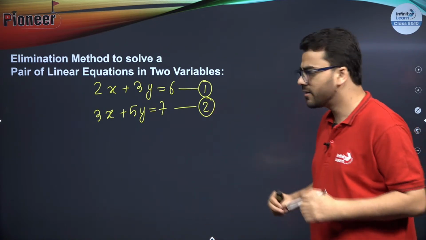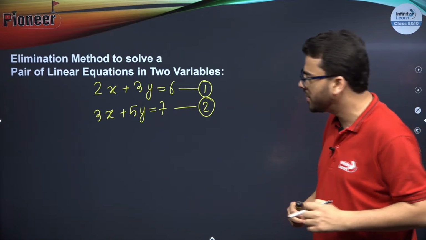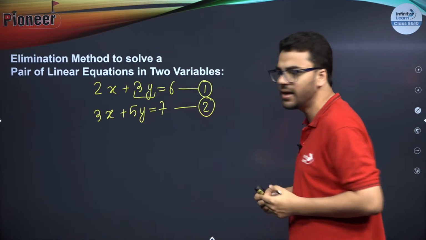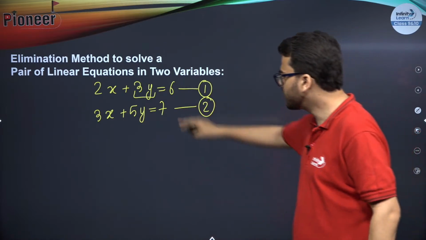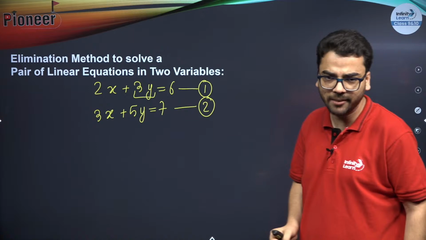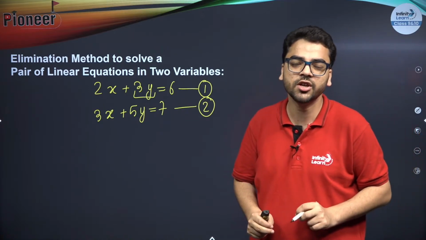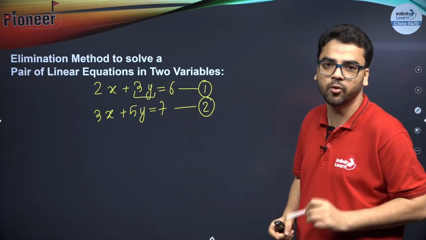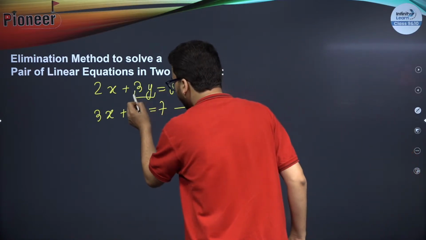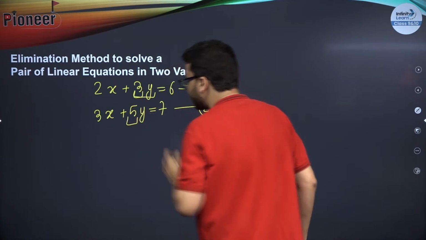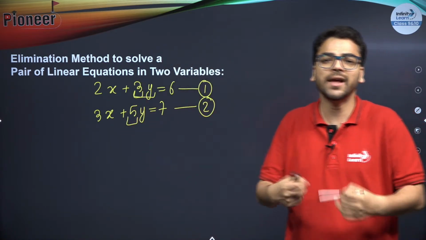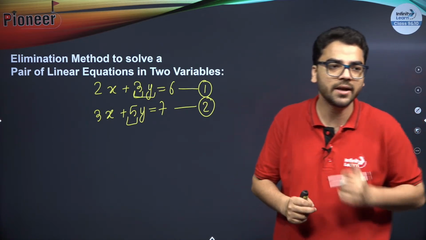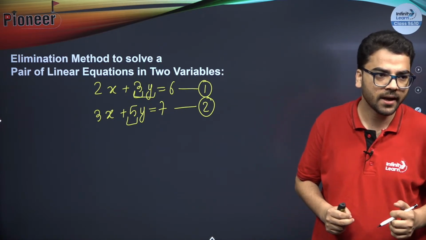Okay. So over here, suppose I want to eliminate the variable y. Just suppose we can eliminate x or we can eliminate y. It is all up to us. So the first thing you need to think of is to make the coefficients of y the same in both the equations, right? The coefficient of y is 3 in the first equation and 5 in the second equation. So we want to eliminate y, so we will try to make the coefficients of y equal in both the equations.